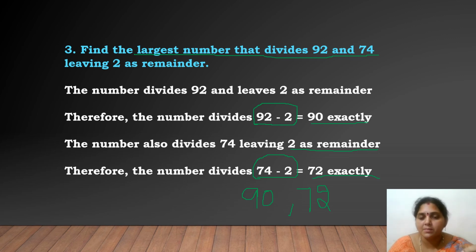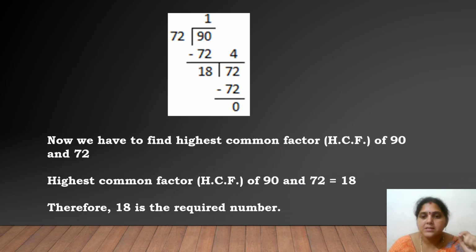So whenever you remember, for finding largest number, the remainder should be 0. But here they have given remainder as 2. That's why we are subtracting 2 from the given numbers. Now, see here. So, as I told you in division method, the greater number will be our dividend and the smaller number will be our divisor. So, 90 should be divided by 72.